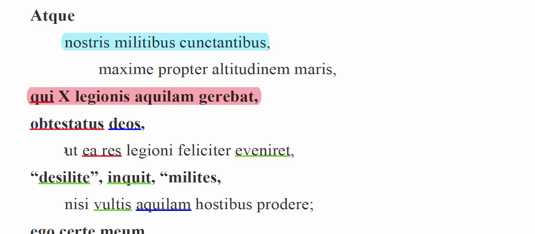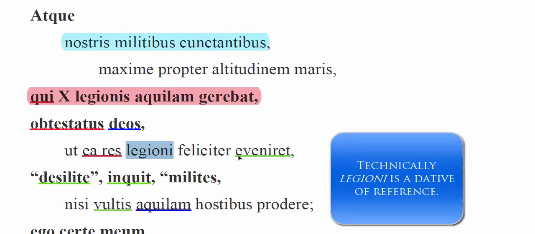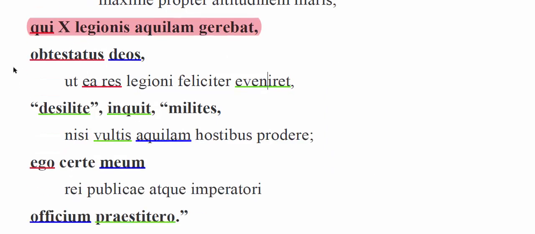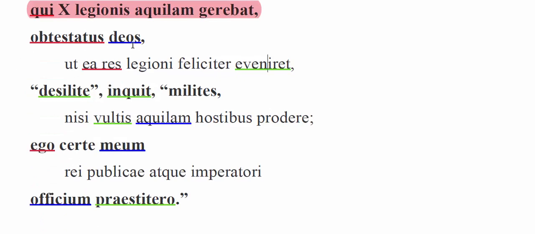He prayed to the gods that, all right, this is his purpose in praying, that this situation turn out well for the legion. Notice the dative, all right, with eveneret. So he prayed that everything would turn out well. And then, let's come down here to what he says. Having prayed to the gods, he said, leap, soldiers. This is vocative, that's why it's not indicated as subject. Leap, imperative verb.